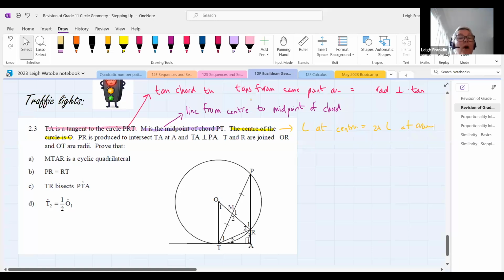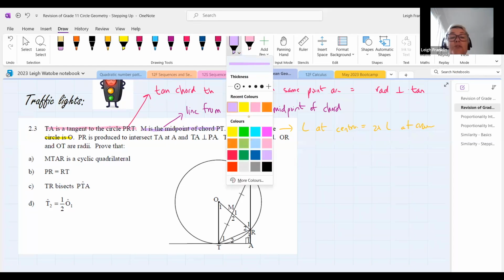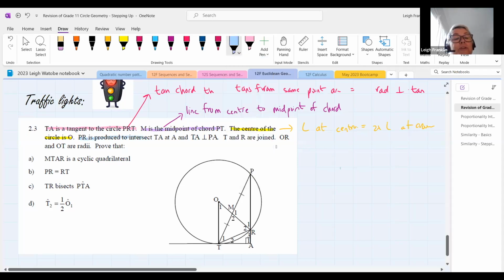Now some slightly less useful information. But when I say less useful, I don't mean that we're going to ignore it, but PR is produced to TA at A, and TA is perpendicular to PA. So again, when they tell us TA is perpendicular to PA, it means there is a 90-degree corner over there, and we can see that they've drawn the little box for us. Then they tell us that T and R are joined, OR and OT are radii.